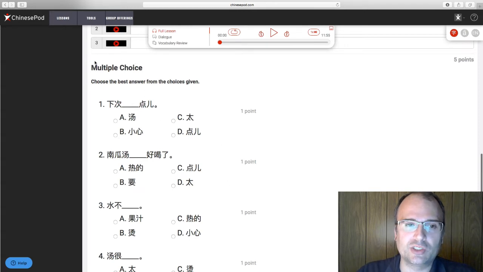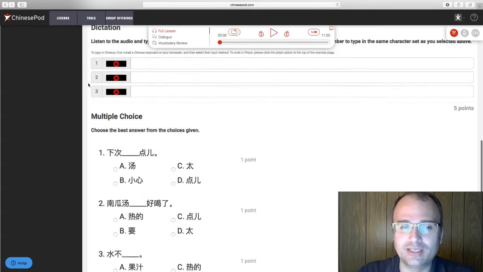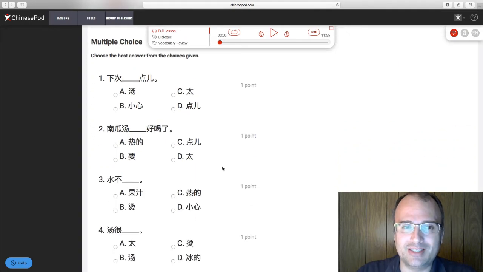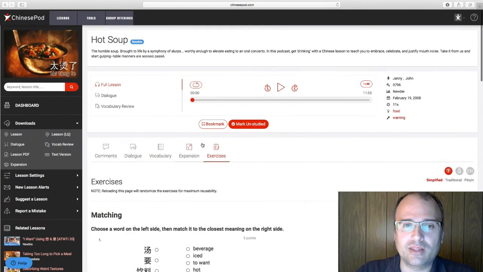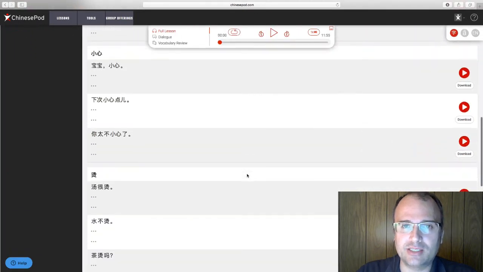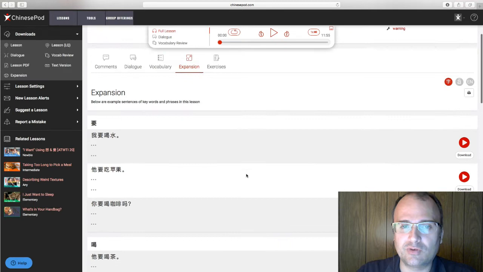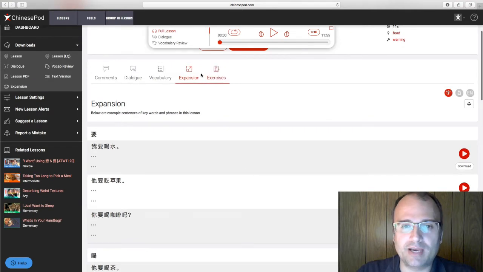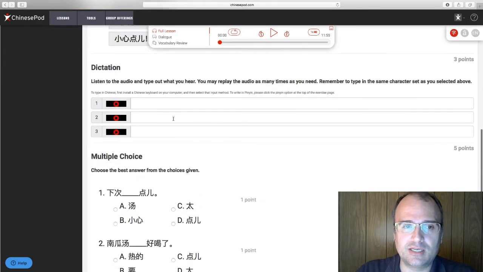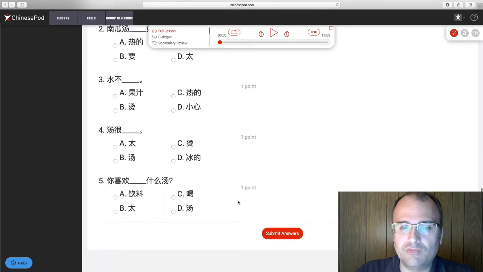Now, these multiple choice questions, in case you haven't noticed, some students come here and they're really frustrated because these are super, super hard. Well, guess what? Every single one of them is taken from these expansion sentences. So if you find that difficult, just flip back and forth between these two tabs, expansion, exercises, because not only are these taken from the expansion sentences, the dictation is too.